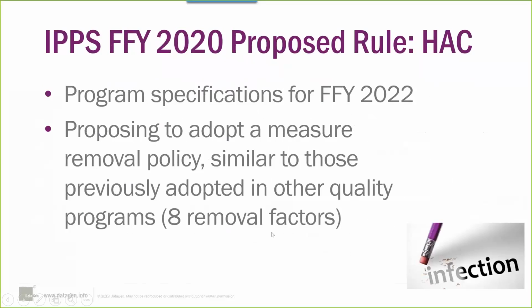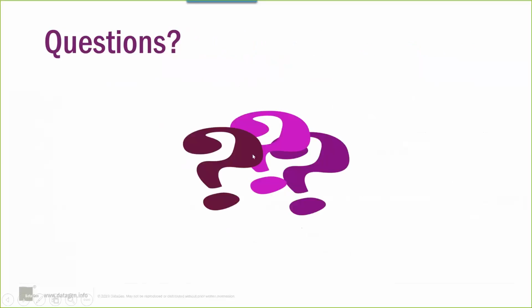And finally, for the hospital-acquired condition program, again, there's not too many changes in this program that CMS is proposing. They talked about some of the specifications for the 2020 performance periods, some measure time frames that they're proposing, and they're also proposing to adopt that same 8 removal factor measure policy that they are proposing for the readmissions, and that's already in VBP and in IQR. And that's that. So I'll pass it back to Susan to talk about any other questions that you may have.